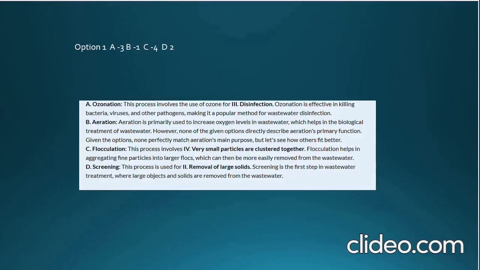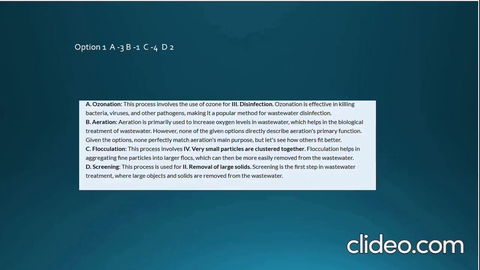Let us see. Ozonation. This process involves the use of ozone for disinfection, the third option. Ozonation is effective in killing bacteria, viruses, and other pathogens, making it a popular method for wastewater disinfection. B. Aeration. Aeration is primarily used to increase oxygen levels in wastewater, which helps in biological treatment of wastewater. However, none of the given options directly describe aeration's primary function. So, given the options, none of this perfectly matches, but the best fit for B is 1.